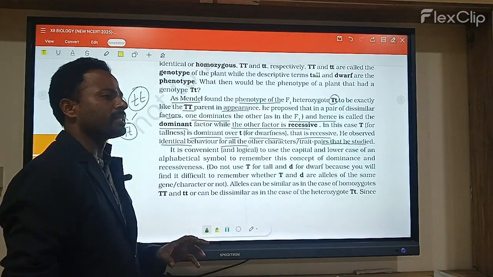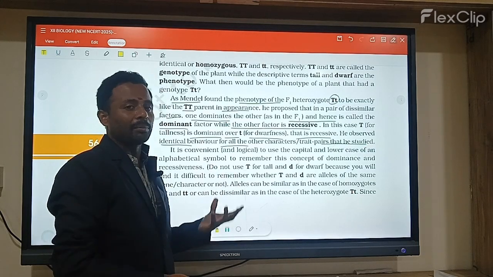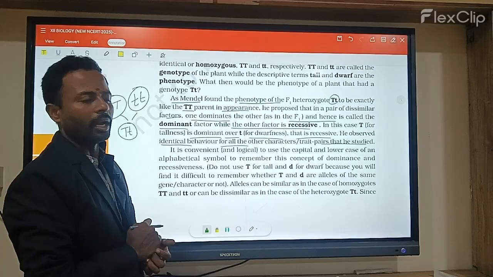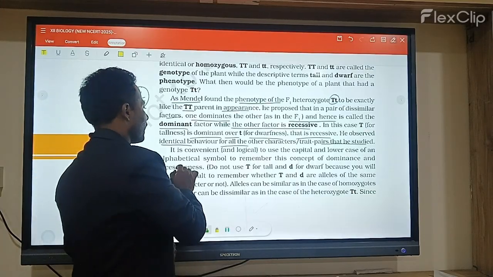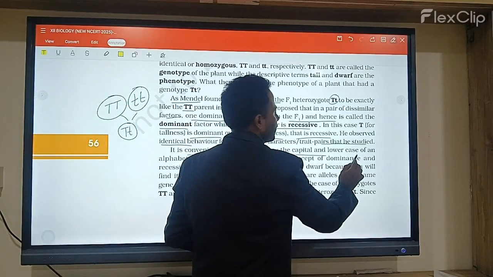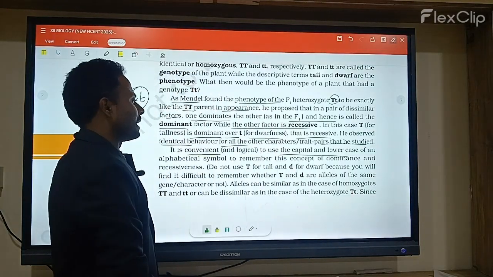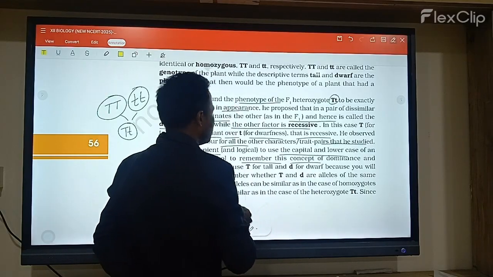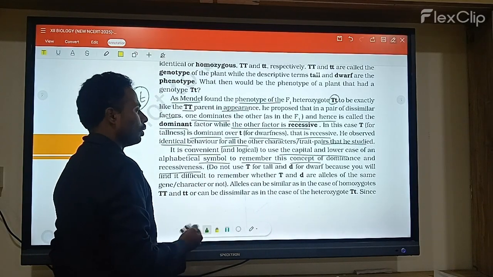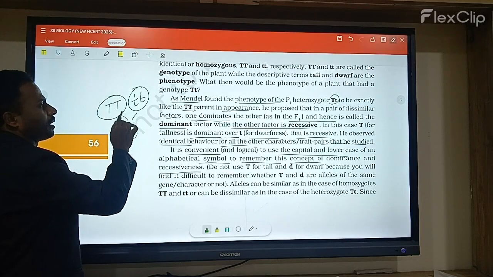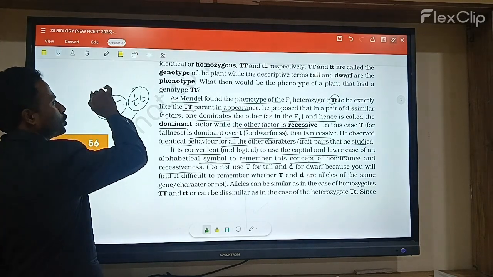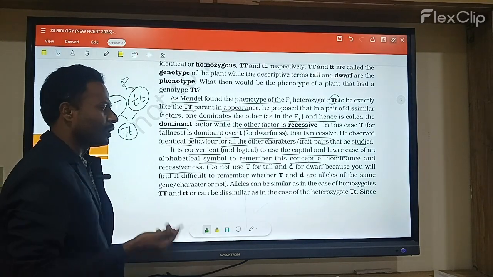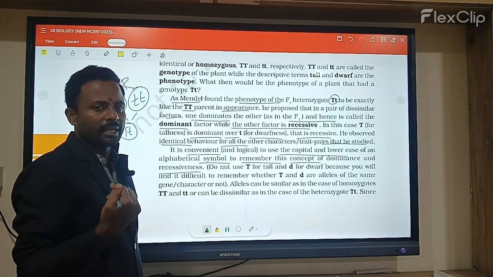So he studied how the characters complete the cross with the dominant and recessive characters. It is convenient to use capital and lower case letters of any alphabetical symbols. Remember the concept of dominance and recessiveness. So when you take capital T and small t, one shows the dominant phase and the other shows the recessive phase. So it is easy to determine those characters.